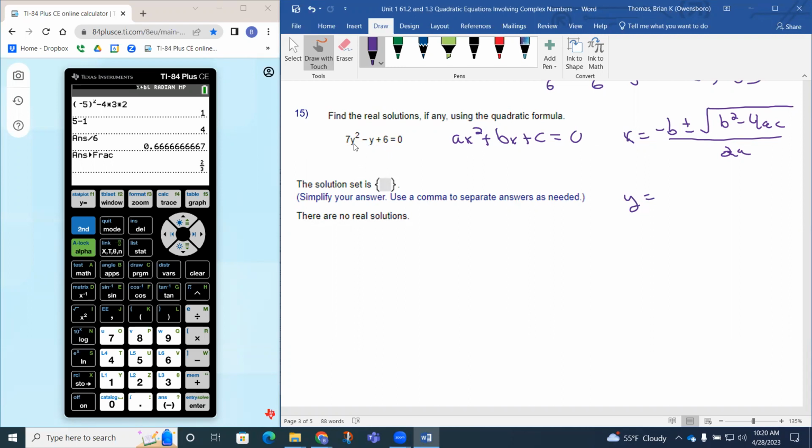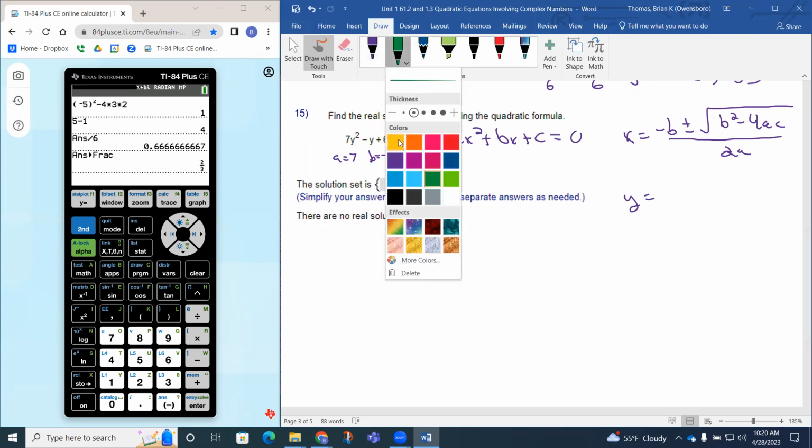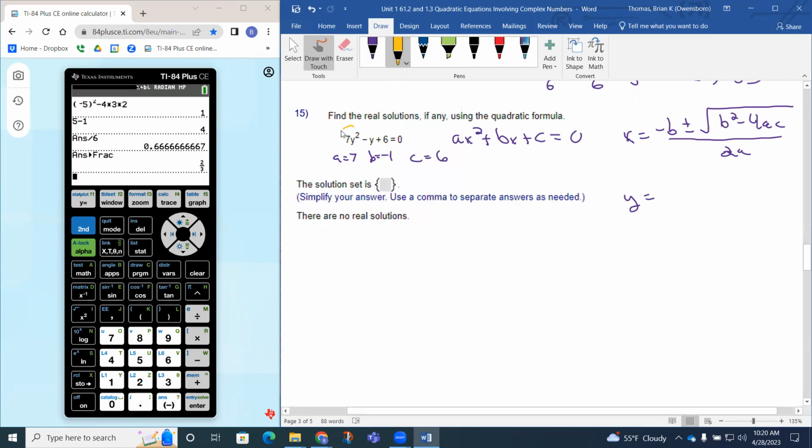So again, the coefficient of y squared is the a, so that's going to be 7. The b is the coefficient of the linear term, so since it's a minus y, that's going to be a negative 1. And c is the constant, and that's going to give us then the 6. So again, if you can't see things, that's where the circles come into play. The circles help you see the terms. So this is the first term, this is the second term, this is the third term. And so the operations become the signs of the values. So remember, if it's a positive 6, we don't have to put a plus 6 there.